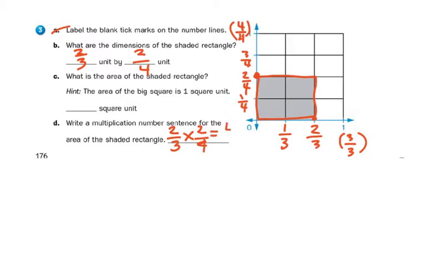How many are shaded? 4. 2 times 2 is 4. How many total squares are there? 3 rows of 4. 3 times 4 is 12. So the answer is, it is 4/12 of a square unit.